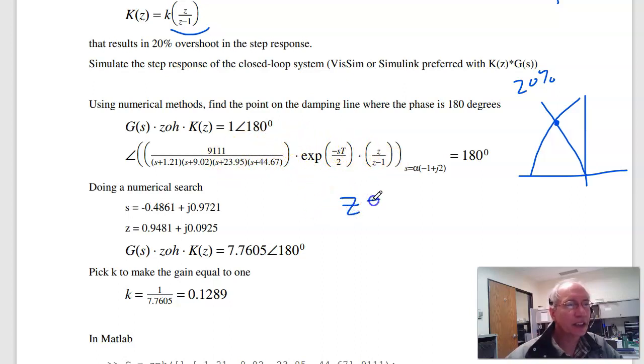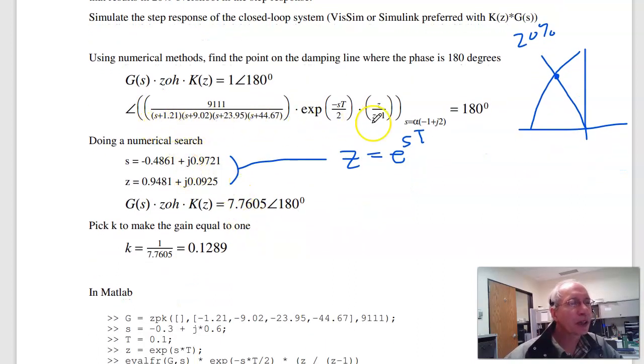Again, z is e to the st. I know s from a damping line. I know t, 10 milliseconds. I can find z. So when I do that, I'm going to search until the angles add up to 180. And it turns out the solution is that s is minus 0.48 plus j 0.97. Z is 0.94 plus j 0.009. That's related by e to the st. If you multiply all this out, I then get 180 degrees, which is good. That's the point on my root locus plot that I care about. The gain's wrong. Pick k to make the gain 1. So k should be 0.1289.